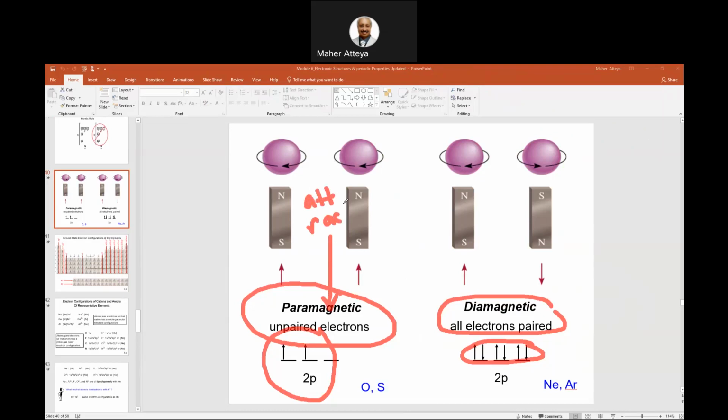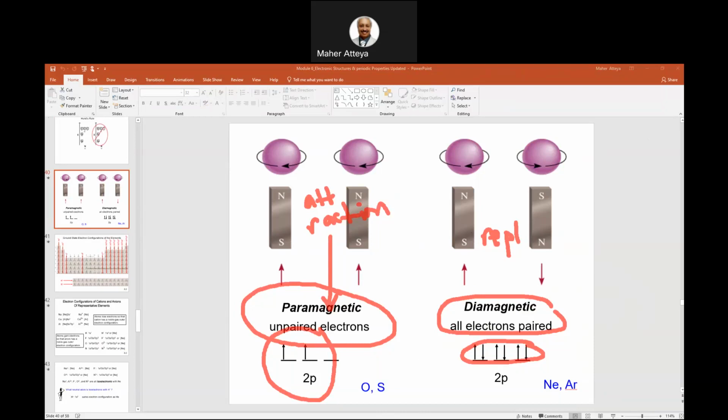And the other one is repulsion. Here you have a repulsion. They are not magnetic. They are repelling the magnetic field. All their electrons inside the orbitals are paired with each other with opposite spin, but here they have the same spin, correct?